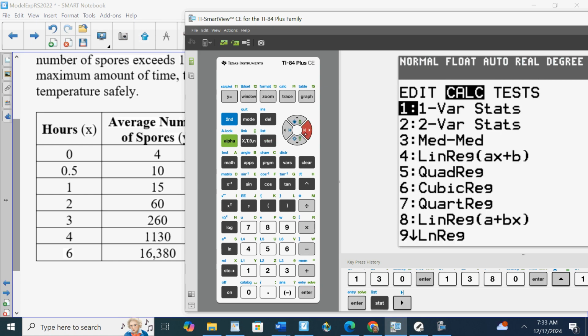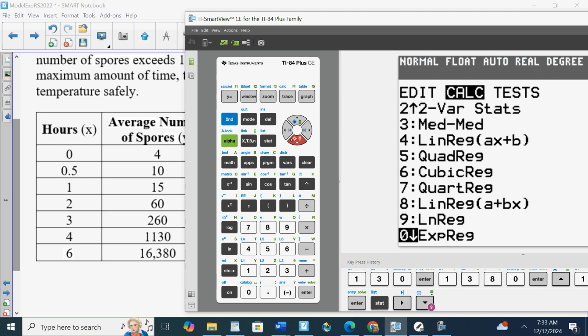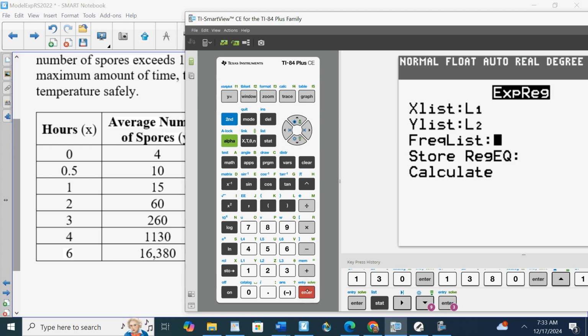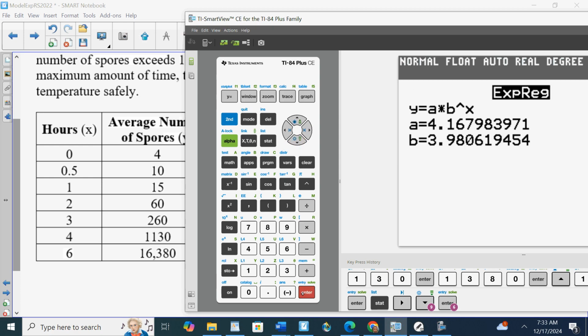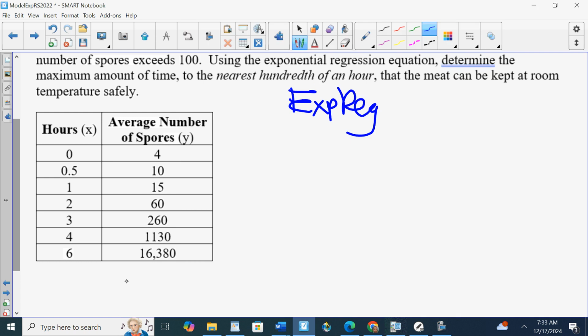Stat calc for expreg because it wants an exponential regression, which is what you will see in this course. Option 0, enter all the way through. Write the entire window. We talked about this to show your work. If you make a mistake, write the entire window. So I've got y equals a times b to the power of x.